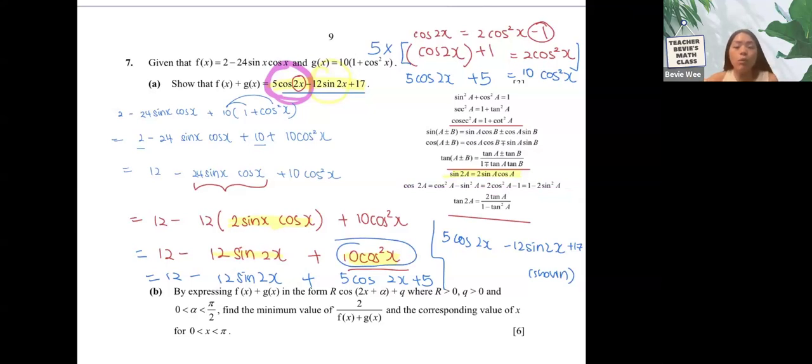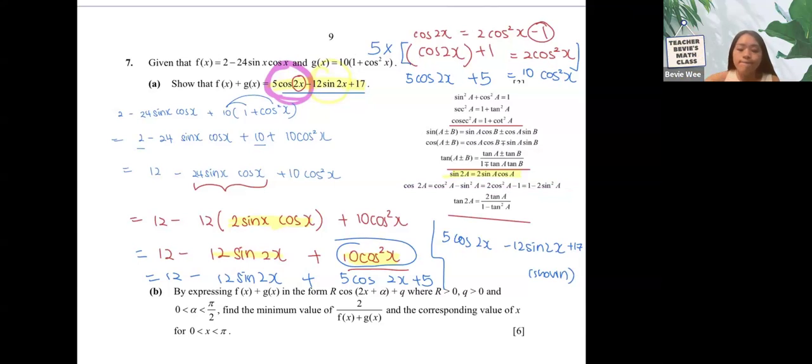You don't have a sine square x there. You only have cos square x, so you make cos square x the subject. The only double angle formula that has cos square x in it is the second variation.